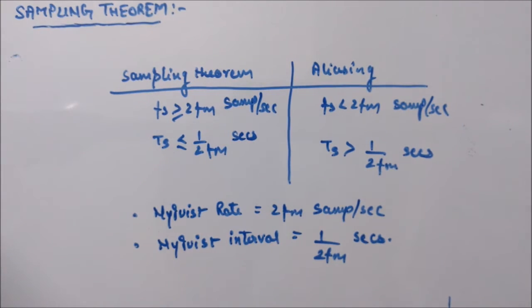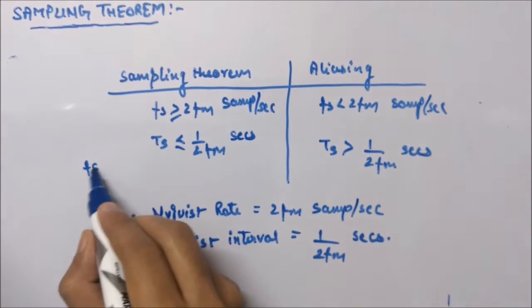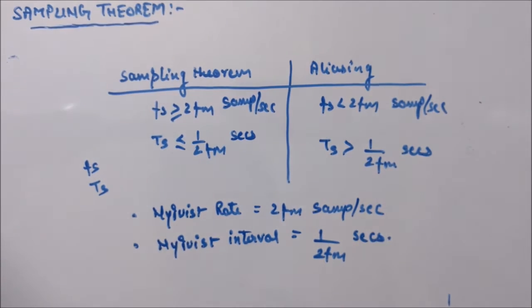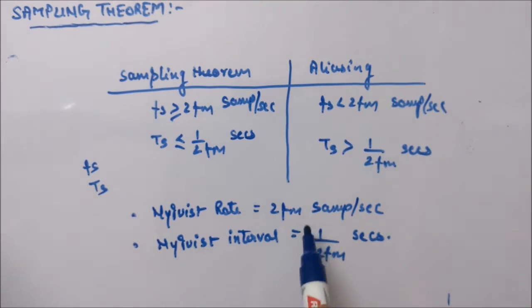Okay, so this 2 fm is sometimes called like this, which is mostly used. Remember, Fs was called the sampling frequency and Ts was called the sampling interval. Here this is the Nyquist rate and Nyquist interval. 2 fm and 1 by 2 fm will be mostly used.